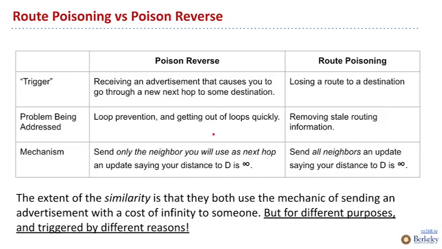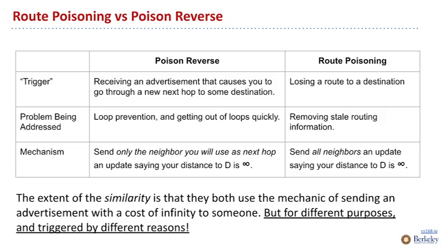Poison reverse says, if I get an advertisement from my neighbor that has a lower cost than what I currently have to get to my destination, I will from now on tell that neighbor that my path to that destination is cost infinity. So I'm going to lie to that neighbor, and only to that neighbor, no one else. Whereas route poisoning says, if I lose a route altogether, not that my route got replaced, but that I lose that route, I'm going to tell everyone immediately that I no longer have a route to this destination. Does that distinction make sense?